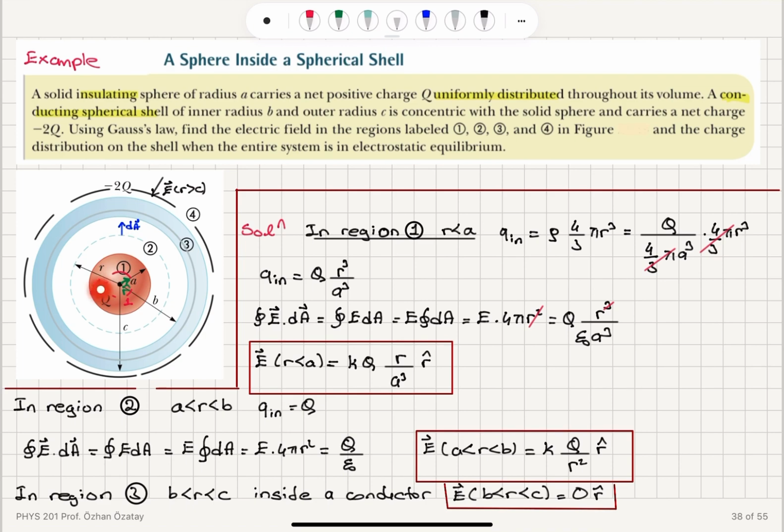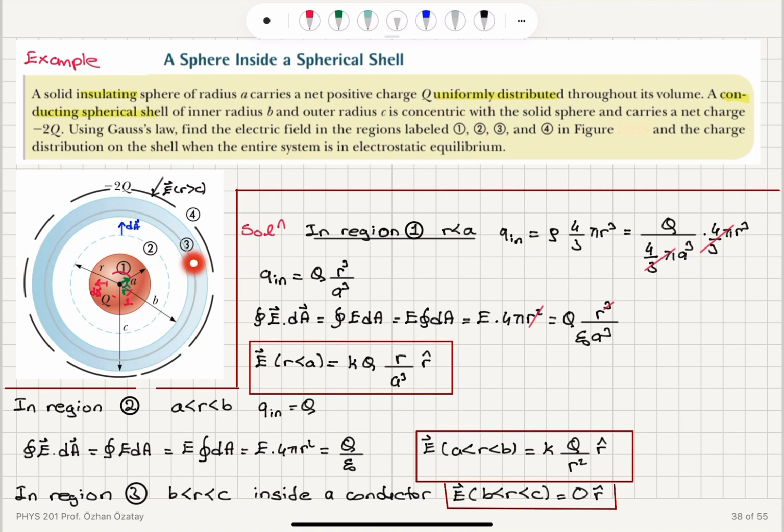In region 1, the charge enclosed by our Gaussian surface is the uniform charge density, Q over 4/3 pi a cubed, multiplied by the volume of the sphere, 4/3 pi r cubed. So writing Gauss's law, the total electric flux, E dot dA, for this closed surface is charge enclosed over epsilon 0. Charge enclosed turns out to be Q r cubed over a cubed, so we find kQr over a cubed, r hat. So the electric field increases linearly with distance from the center. In region 2, we have charge enclosed equal to Q, so we have kQ over r squared, r hat as the electric field. So the electric field also points radially outward.